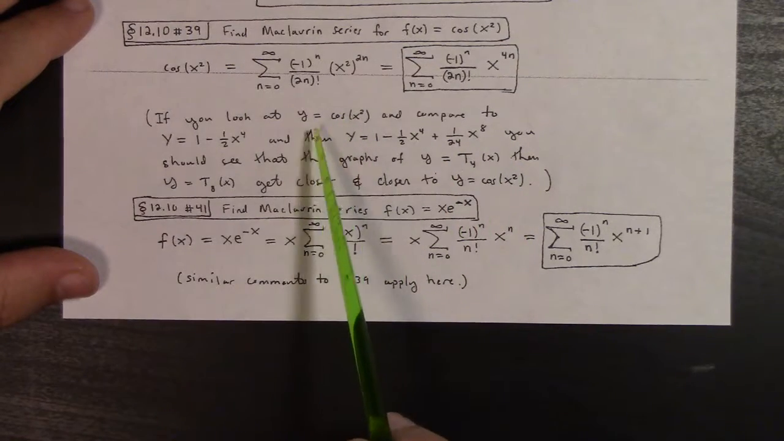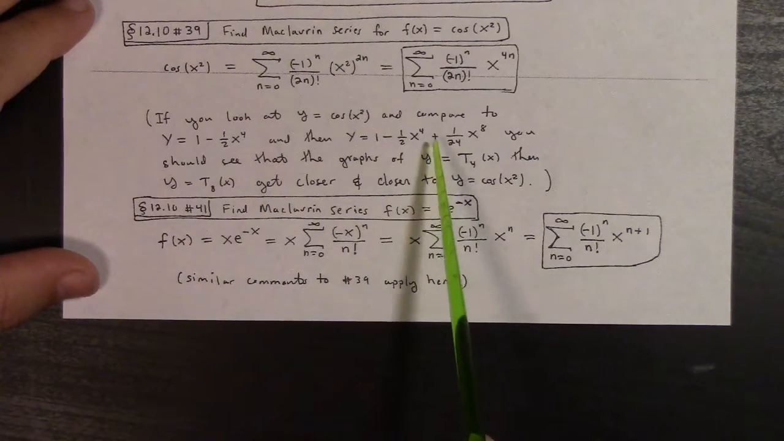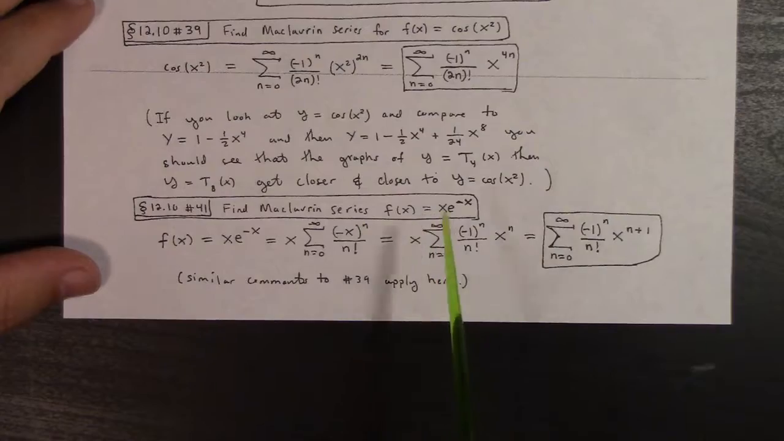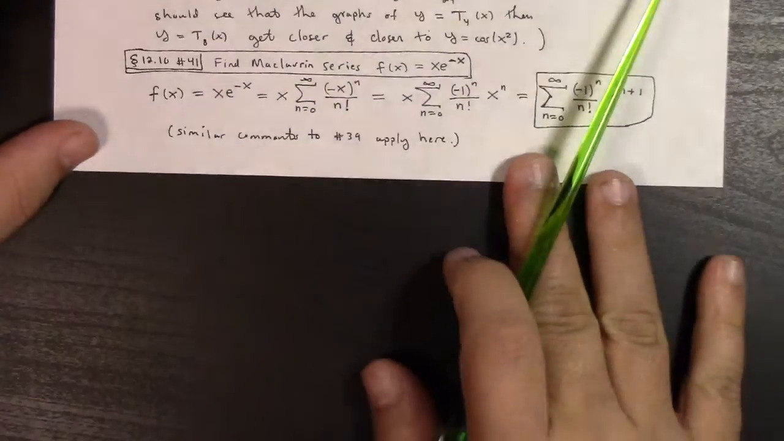I'm saying you could look at the graphs of different things and try to see how they compare to cosine. We'll do that more later. Let me not get into that at the moment.